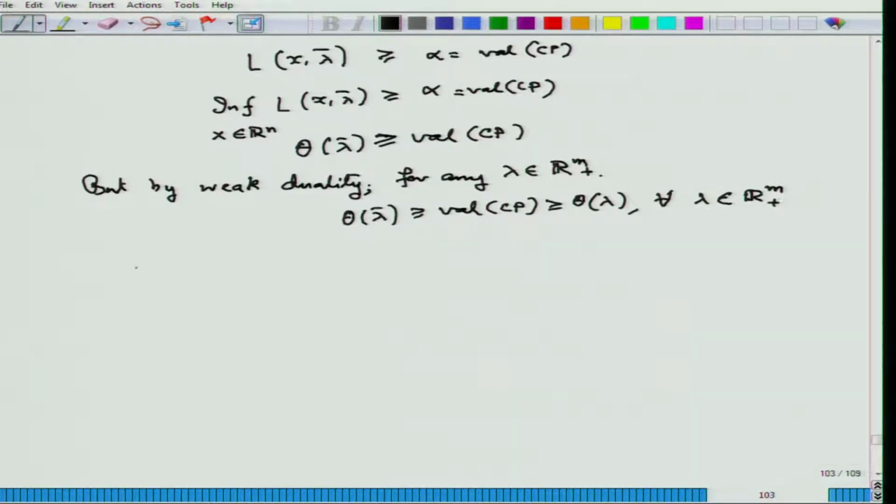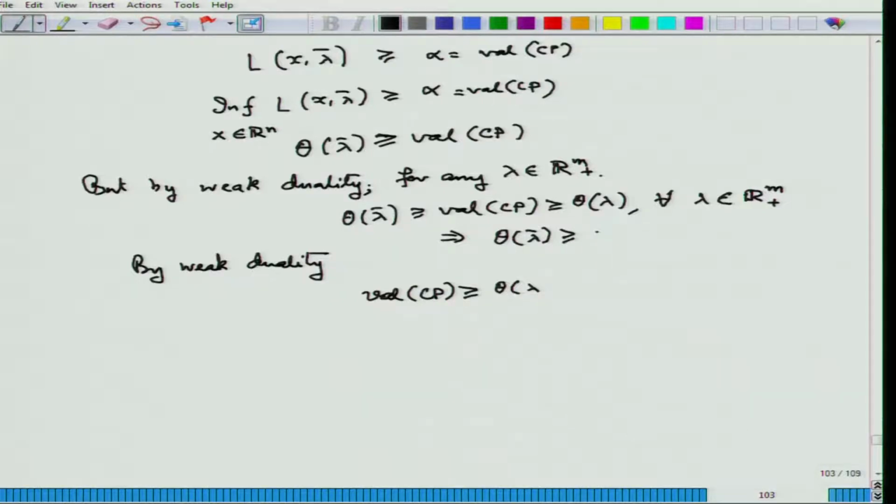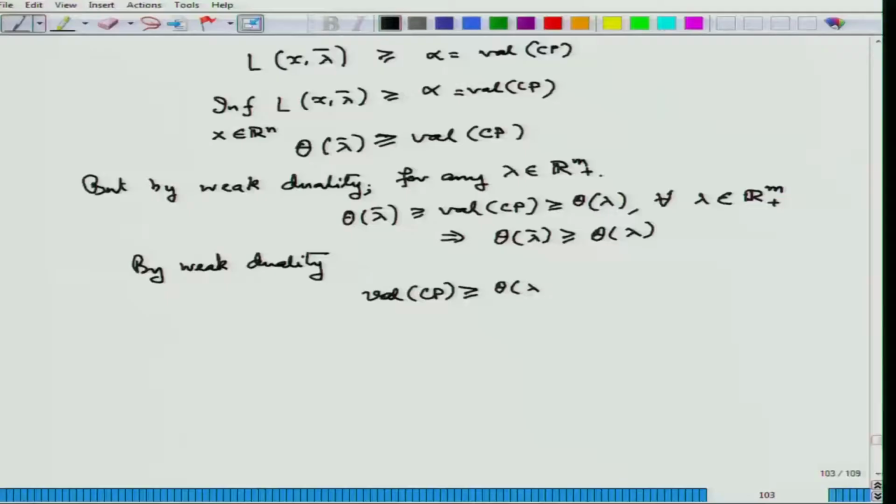But again by weak duality, because now value of Cp is actually bigger than theta. So this would imply from here that theta lambda bar is greater than or equal to theta lambda. So, you have a lambda bar which maximizes theta. So, you know the dual upper bound exists, the dual maximizer exists. There is a lambda bar for which the dual function is maximized. But you also have here that by weak duality this is holding, value of Cp is greater than theta of lambda bar.